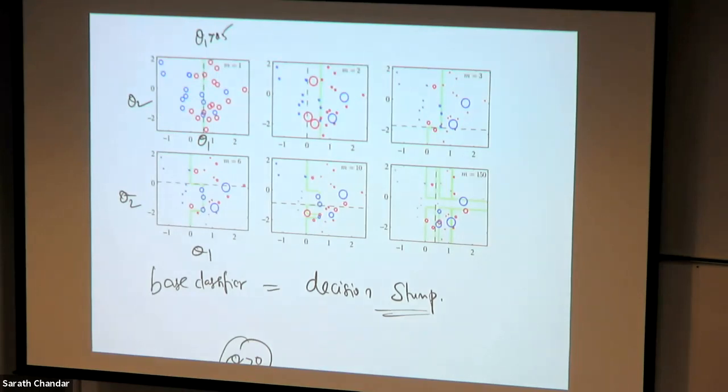Is that clear? However, we will see in this example how we can construct really complex decision boundaries by just drawing horizontal and vertical lines. So let's look at this example. Here you have a bunch of red and blue examples, right? The goal is to come up with a classifier which will separate blues and reds. Initially we are going to give equal weight to all the examples.